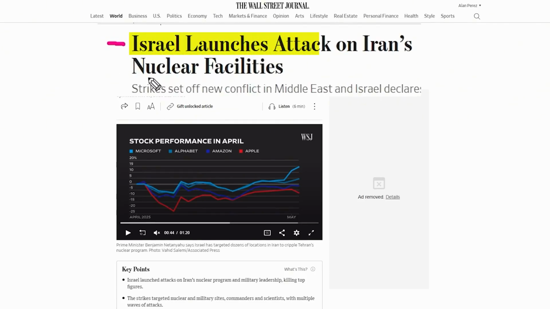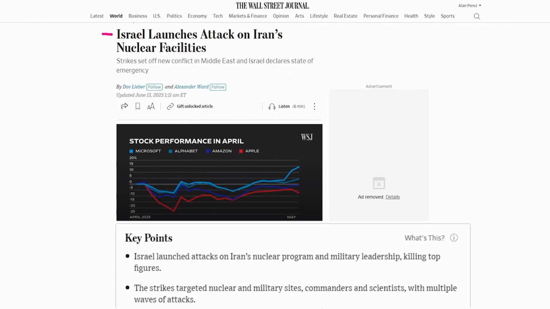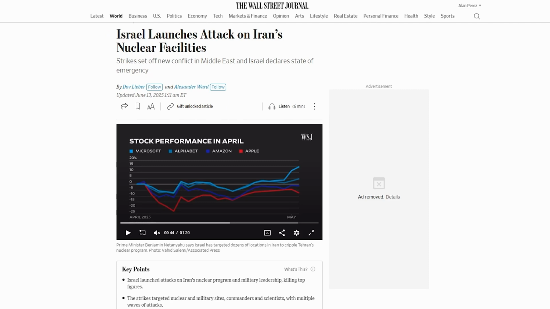Israel launched attacks on Iran's nuclear facilities. They targeted their nuclear program and military leadership, killing top figures. Things have been picking up and escalating in the Middle East, causing a lot of volatility in the markets.